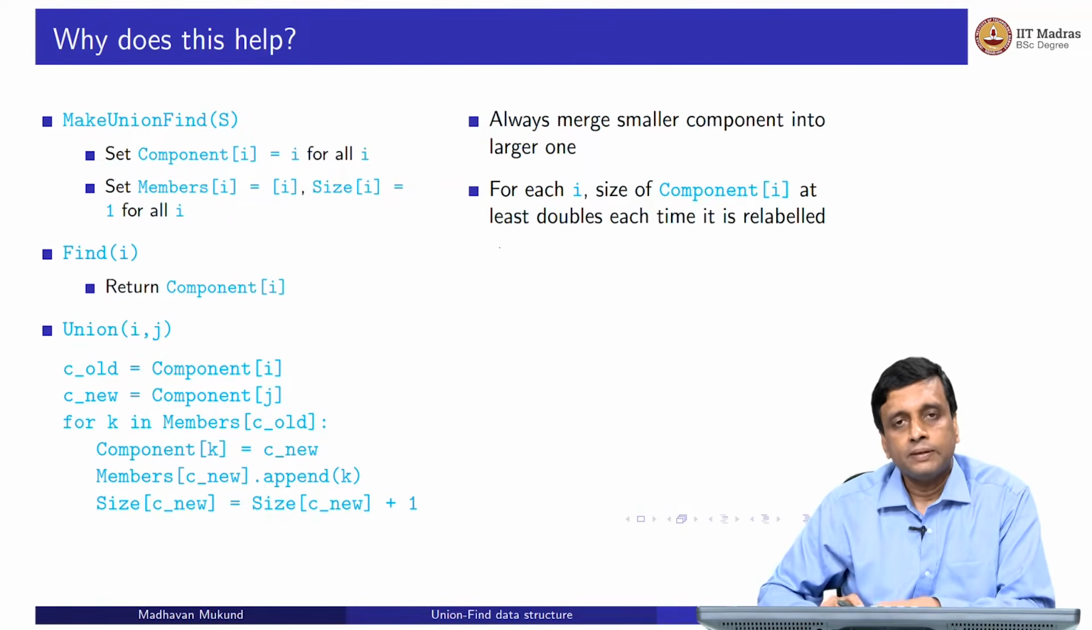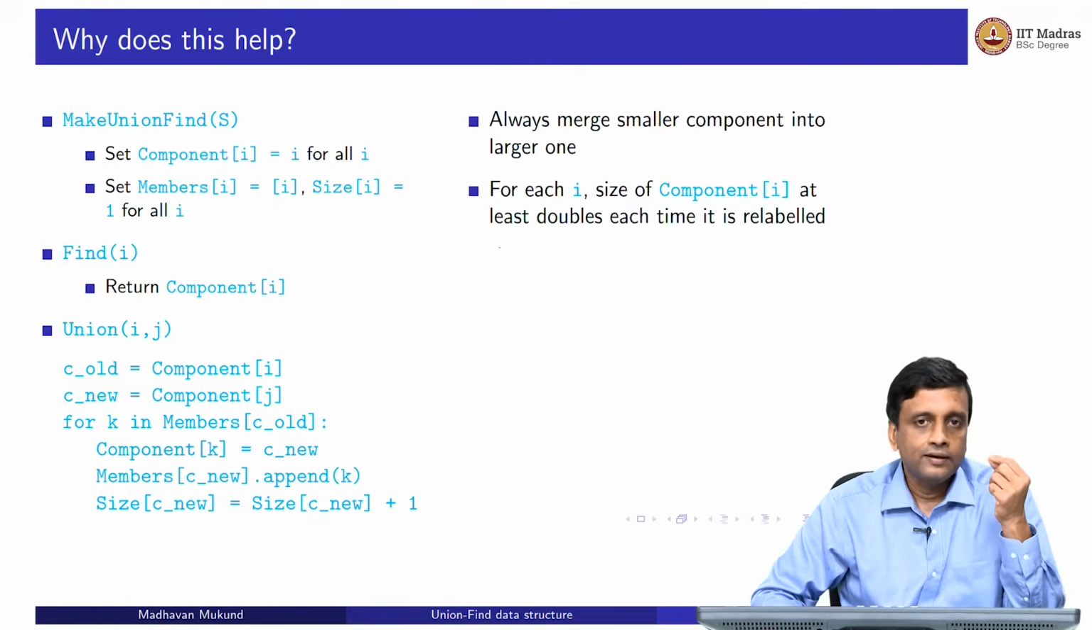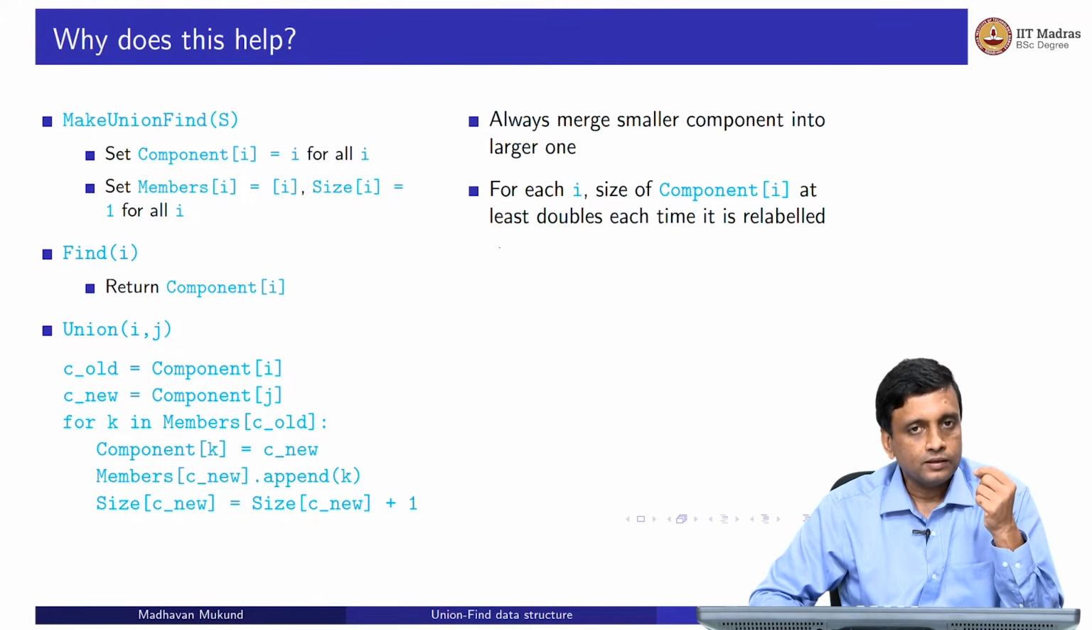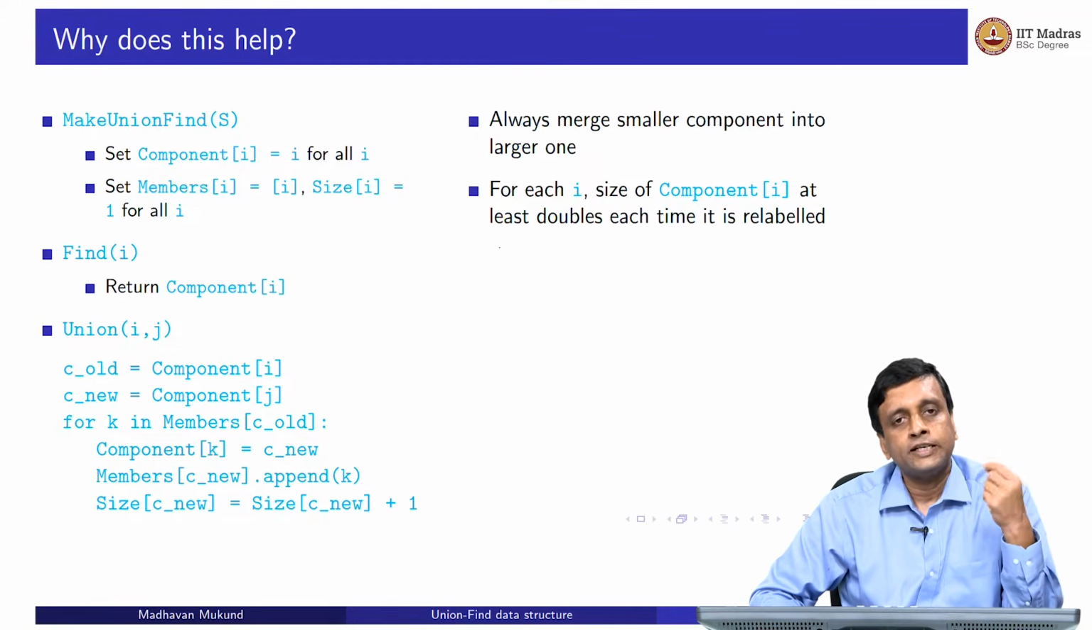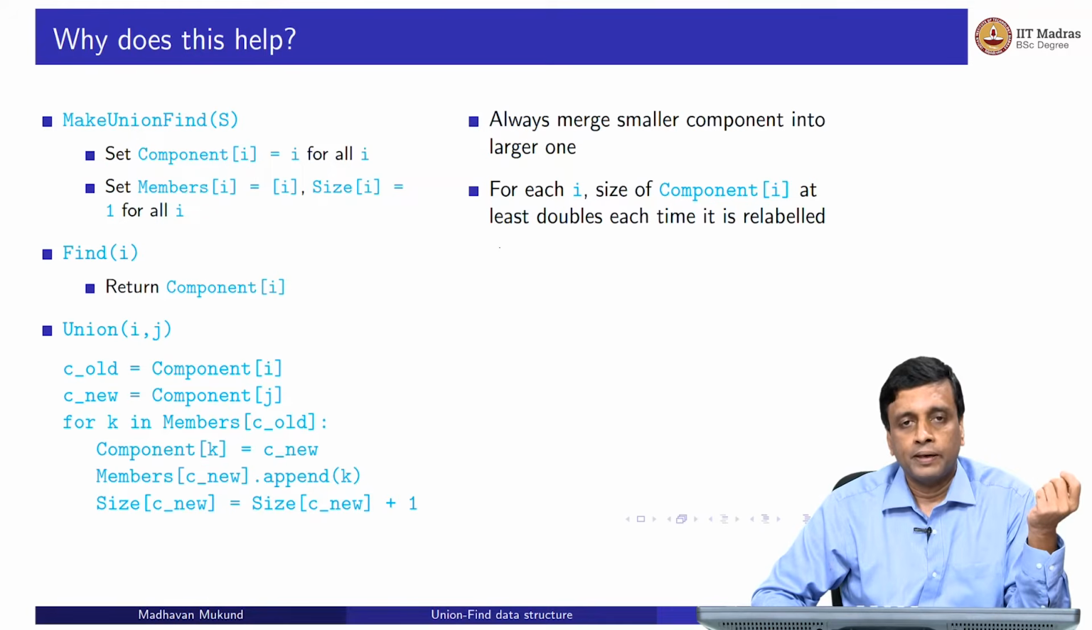Well, basically, if I take a vertex i and I track what happens to it: initially its component is i. The first time it is forced to change its component, it changes from some C to C prime, then from C prime to C double prime.